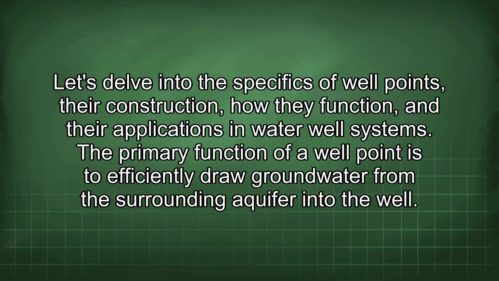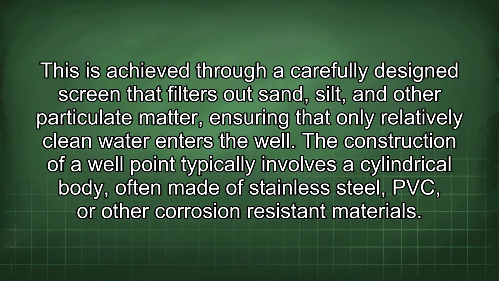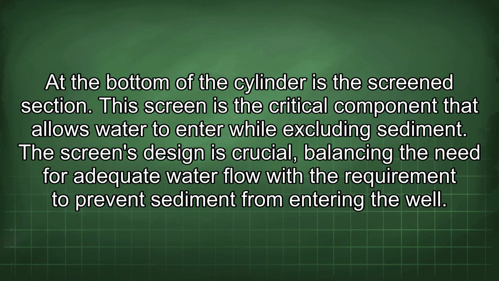systems. The primary function of a well point is to efficiently draw groundwater from the surrounding aquifer into the well. This is achieved through a carefully designed screen that filters out sand, silt, and other particulate matter, ensuring that only relatively clean water enters the well. The construction of a well point typically involves a cylindrical body, often made of stainless steel, PVC, or other corrosion-resistant materials. At the bottom of the cylinder is the screen section.